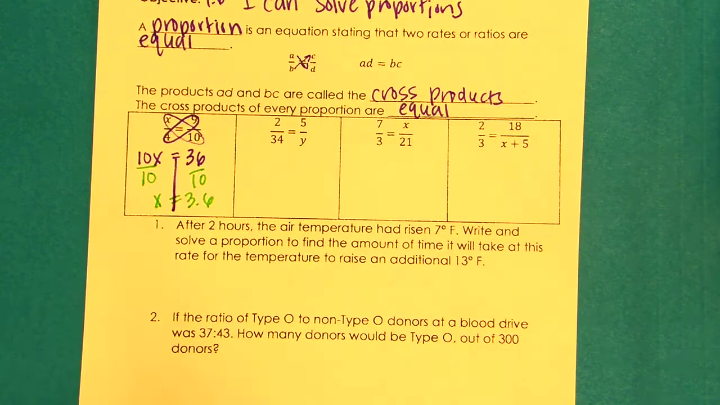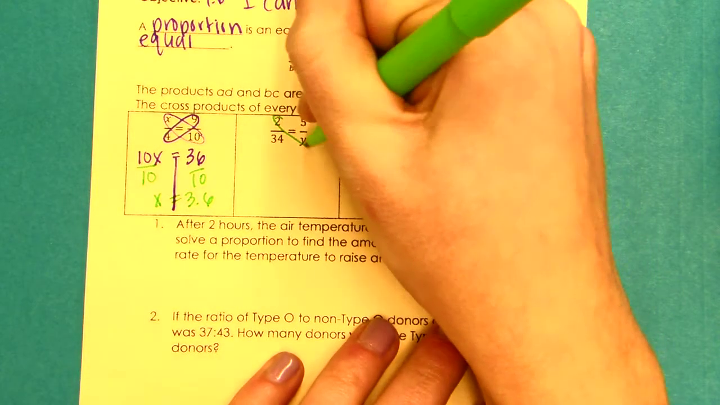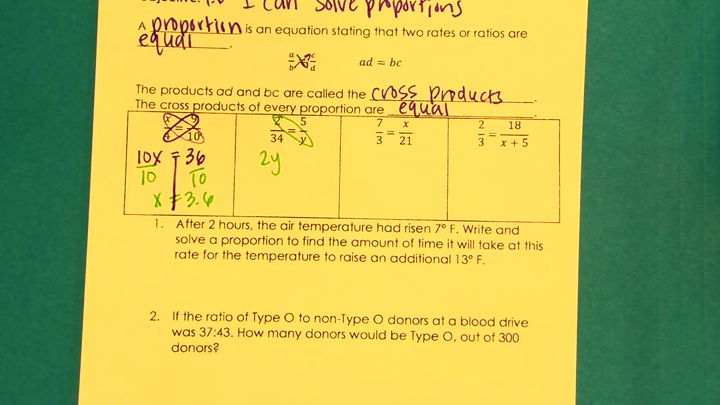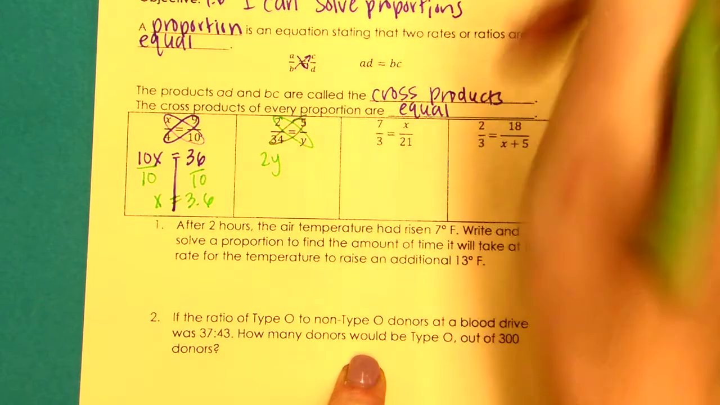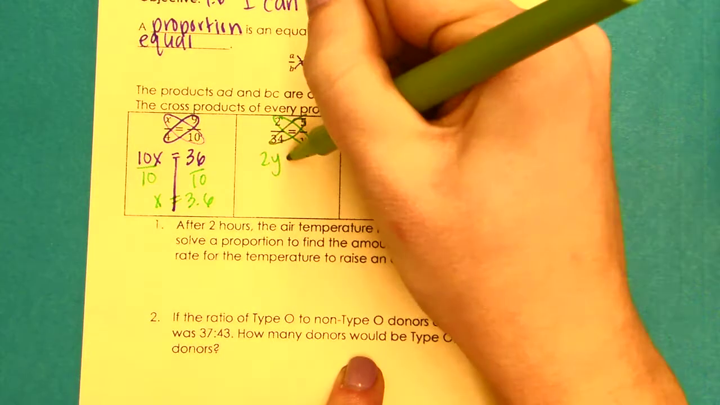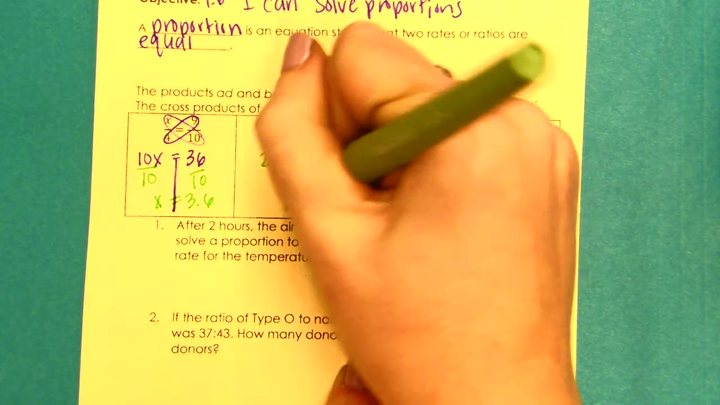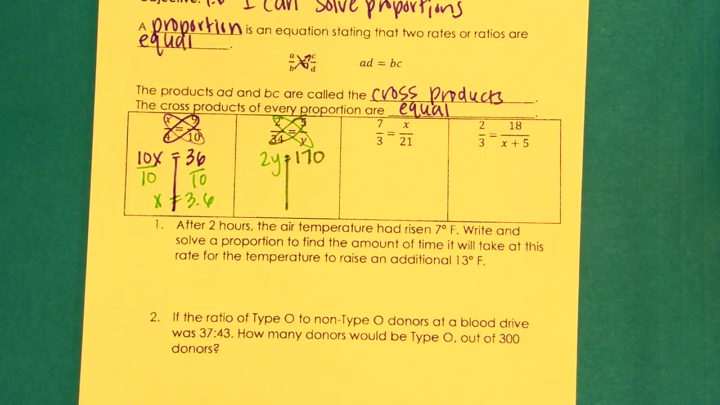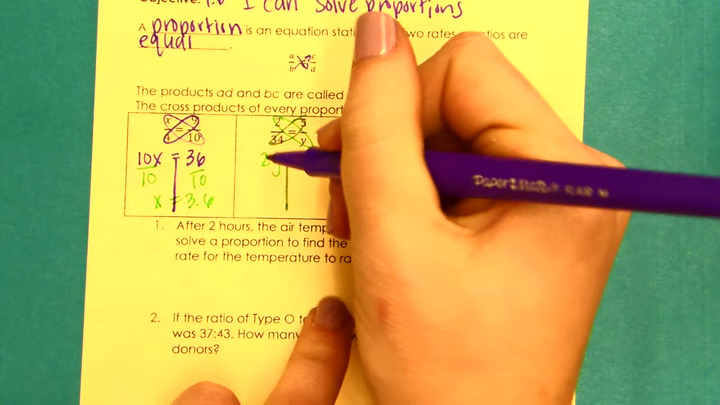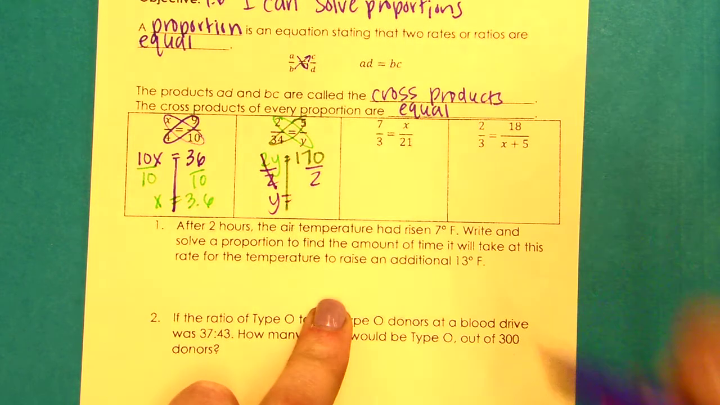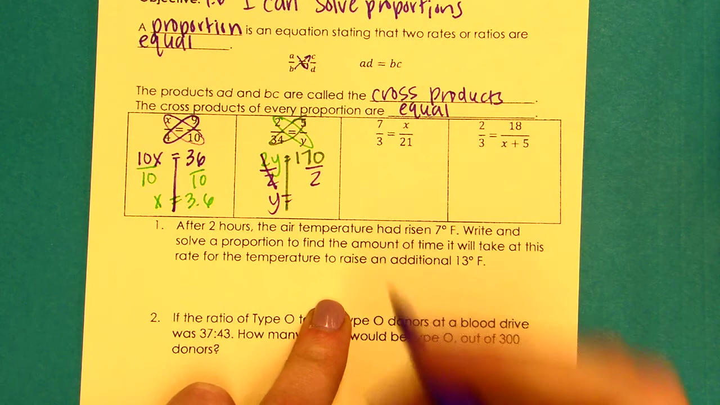Let's try the same thing on the second one. I'll find the cross product. So I have 2 times y, which is 2y. And I have 5 times 34, which I don't know what that is, 170. And then I need to get the y by itself. So I will divide both sides by 2. And I'll get y, that's 1y, equals 170 divided by 2 is 85.